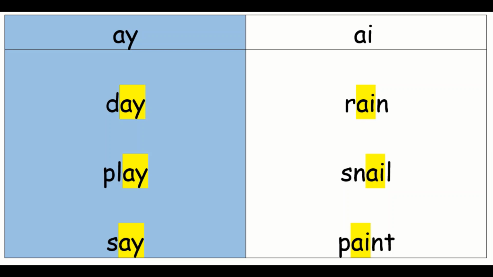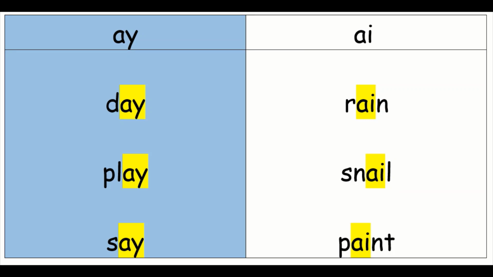All the words in the blue column use the A, Y, A sound. They are D, A, Y, day, P, L, A, Y, play, S, A, Y, say. All the words in the white column use the phase 3 A sound, which is A and I. They are R, A, I, N, rain, S, N, A, I, L, snail, P, A, I, N, T, paint.